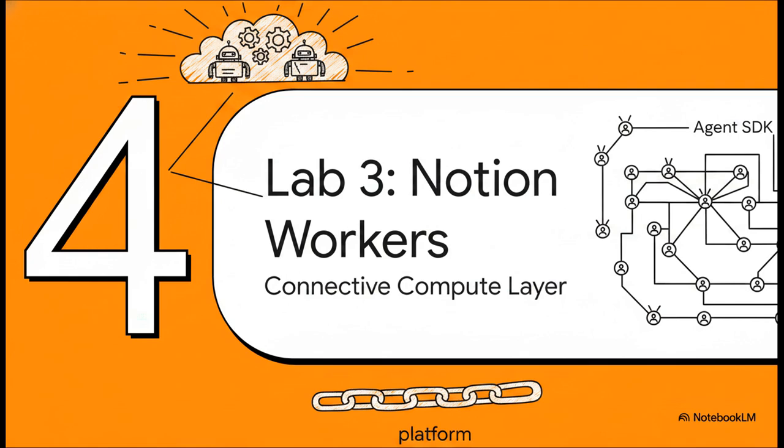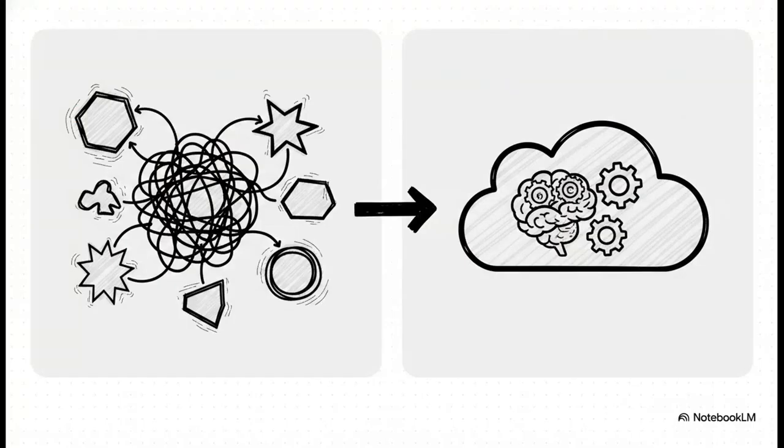All right, on to our final module, Lab 3, Notion Serverless Workers and the Connective Compute Layer. Here, we are completely eliminating the enterprise requirement for complex, brittle middleware routing. I mean, why on earth would you spread your API keys across a bunch of fragmented third-party solutions like Zapier? That just introduces severe latency and massive security risks.